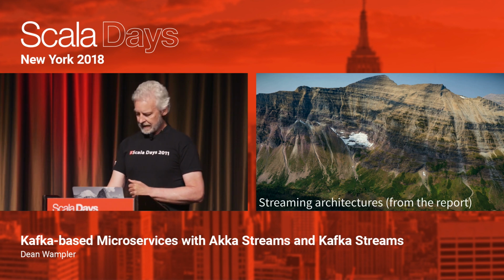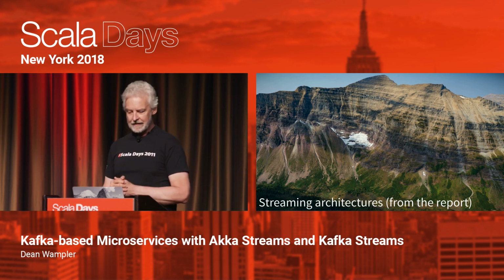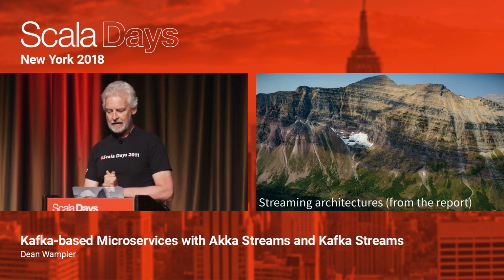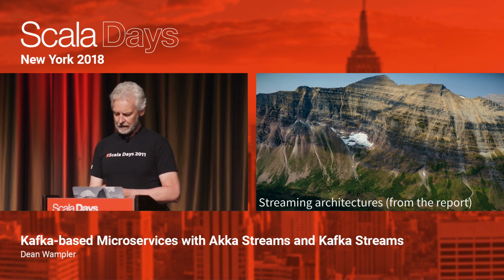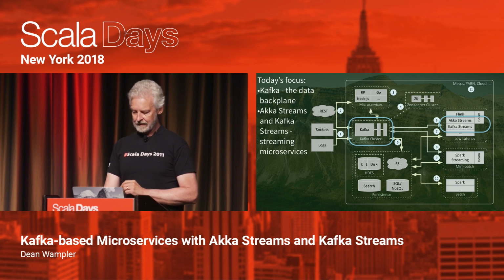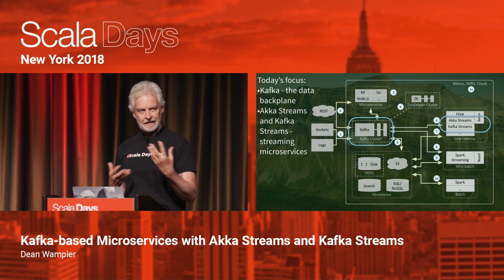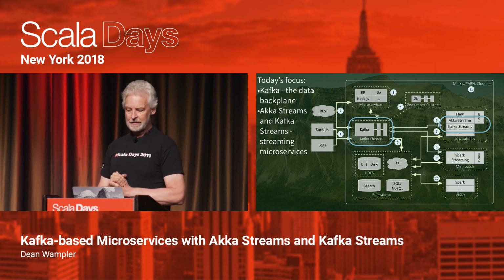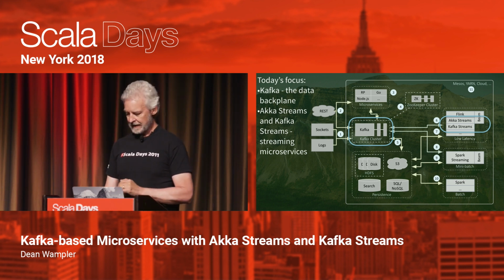So if we look at the architecture that I think is kind of emerging as a best practice architecture, if you will, it looks something like this. This is a little busy, and we're not going to go through all of it. The numbers come from the report itself, but we're going to focus on a couple of areas in this diagram, and that is Kafka as the data backplane, where it's kind of connecting everything together, and then these two APIs, Akka Streams and Kafka Streams, that you can embed in your microservices to do data processing.